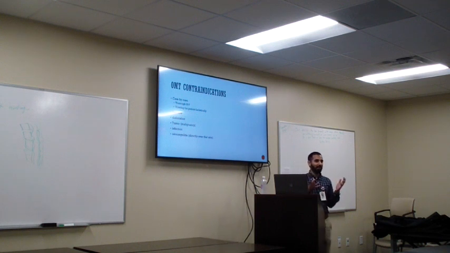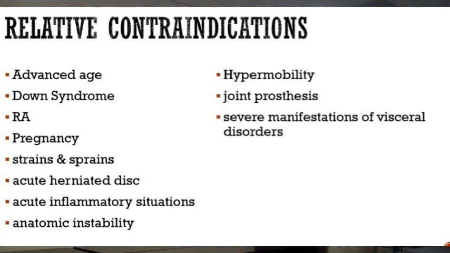Relative contraindications, advanced age, okay? And that kind of comes back to osteoporosis, but certain people are just too frail to be moving around that much. Down syndrome, the reason Down syndrome is on this list is because of ligamentous laxity. So certain manipulations, especially in the cervical area, are contraindicated for them because of the ligamentous laxity. Not saying that it can never be done, but it should not be done when someone is not proficient in OMM. Rheumatoid arthritis, pregnancy, again, a relative contraindication.